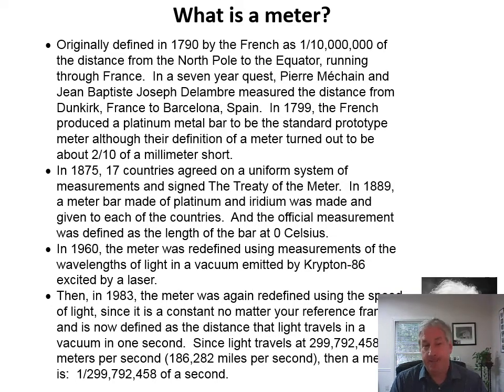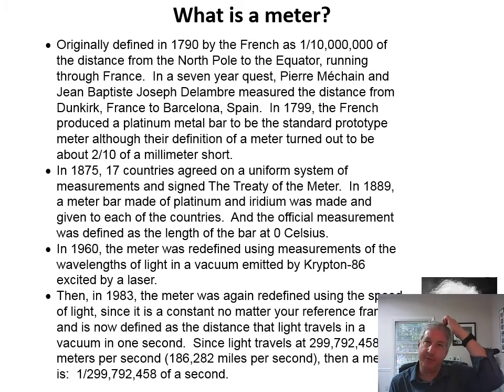So anyway, in 1960, they got away from using a metal bar, and the International System of Measurements decided to define the meter based on the wavelength of light. They picked Krypton 86, a gas excited by a laser, and the wavelength of light emitted by that was used as the definition of a meter. So you use the actual wavelength of light.